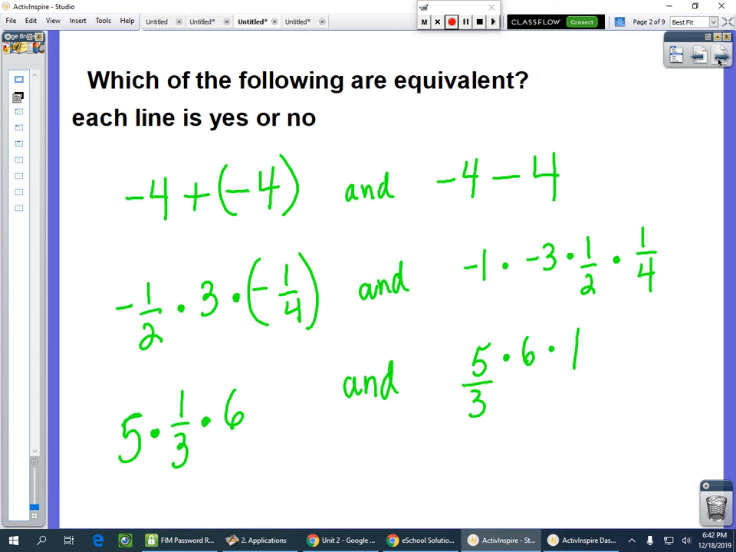Tomorrow. So the problems in this are just seeing if you understood when things are equivalent or not. So here, plus a -4, remember we change all minuses to plus a negative anyway. So these two are equivalent, that's yes.